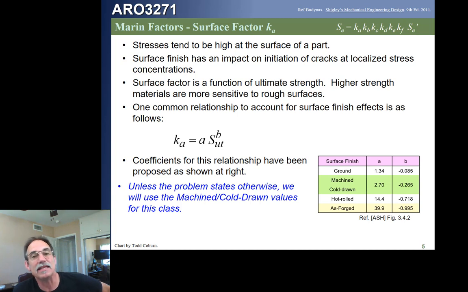And we see in this table here that different surfaces will have different A and B factors. So a rough surface, like from a ground operation, will have a different effect than a machined surface. Now, due to uncertainties in choosing which surface finish is appropriate for our particular part, to keep things simple in our class, we're just going to assume that the machined and cold drawn surface condition applies unless there's something in the problem that says it's an as rolled, hot rolled, or as forged condition. Got it? Okay. So that means we're going to be using an A of 2.7 and a B of minus 0.265 in this equation for most of our parts.